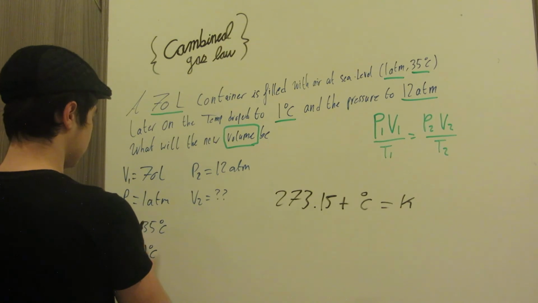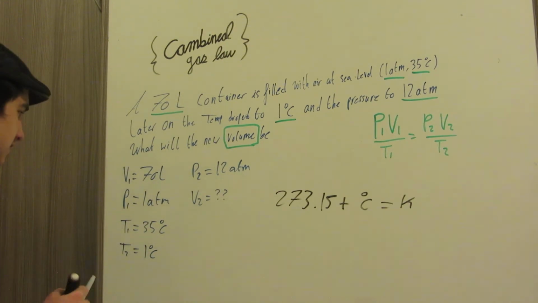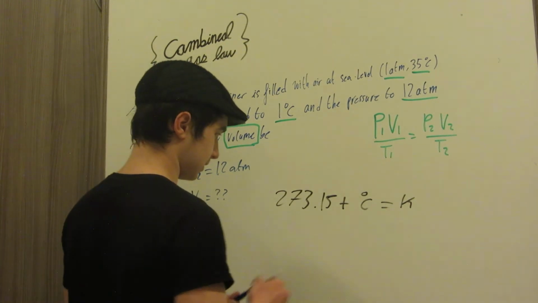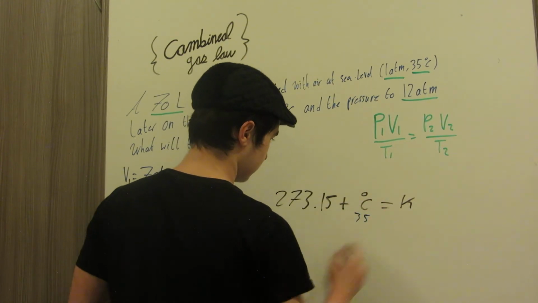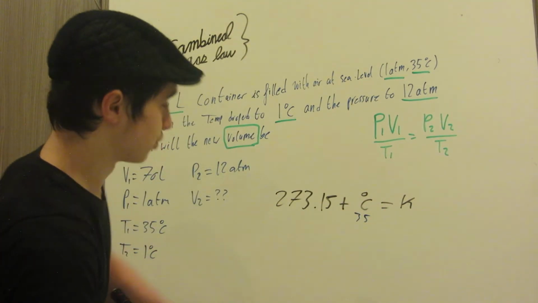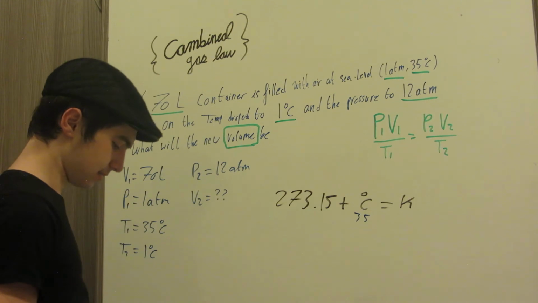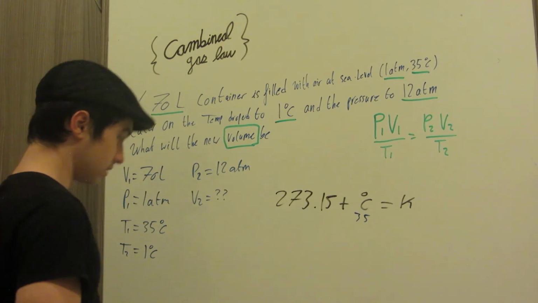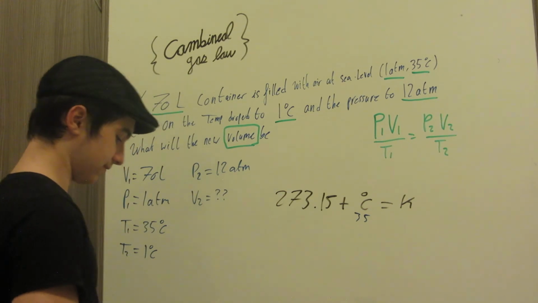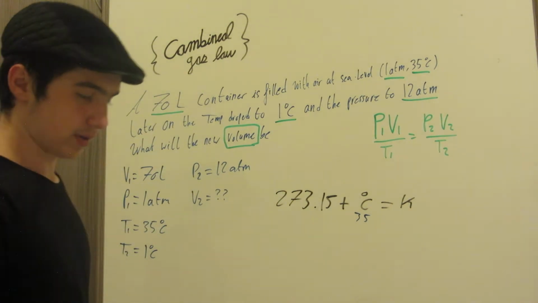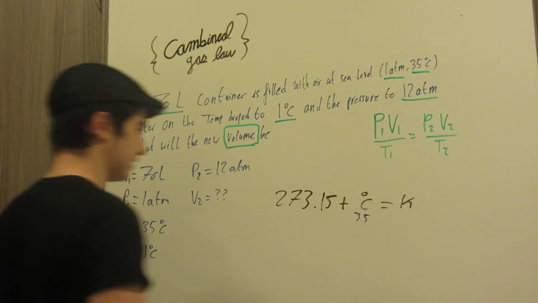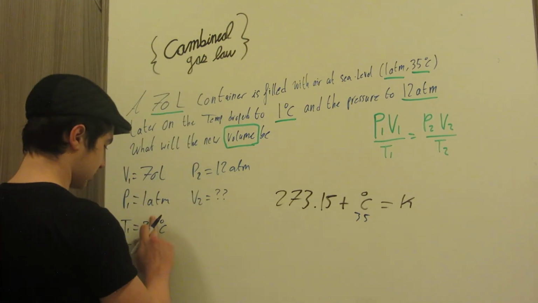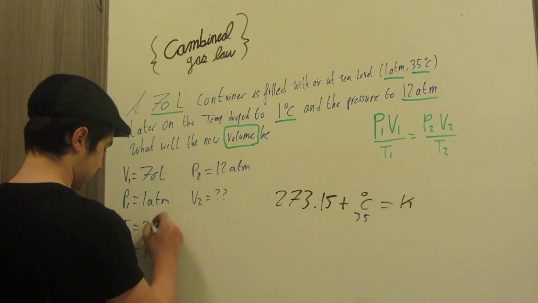So the given here is 35 degrees Celsius, and we're going to put 35 here. Just to not waste time calculating, we're going to use a calculator: 273.15 plus 35 equals 308.15. So the temperature here is 308.15.